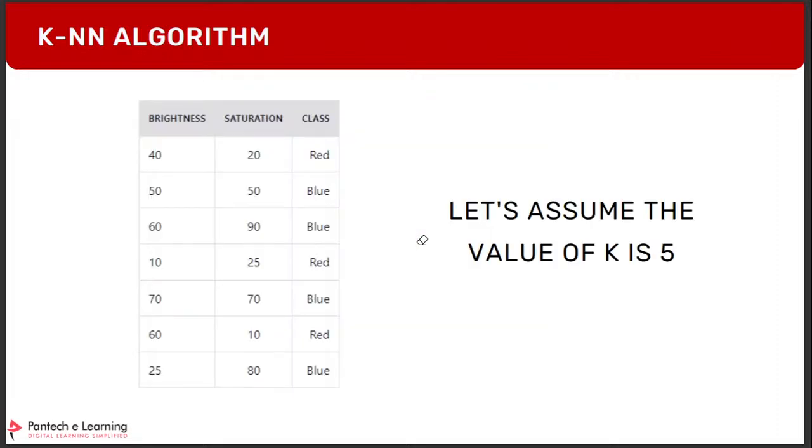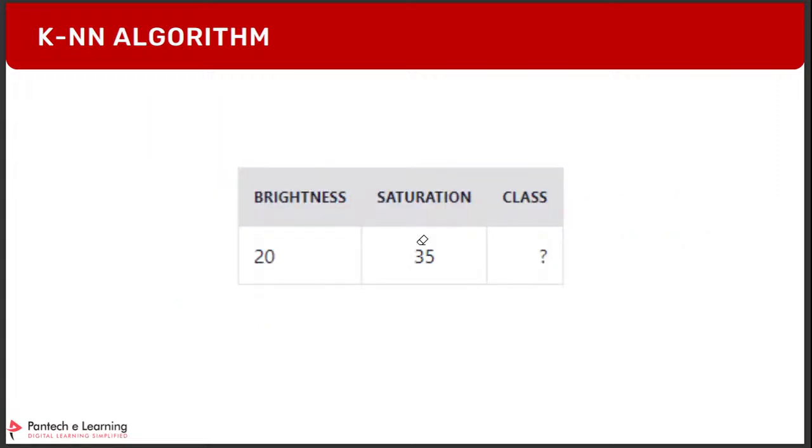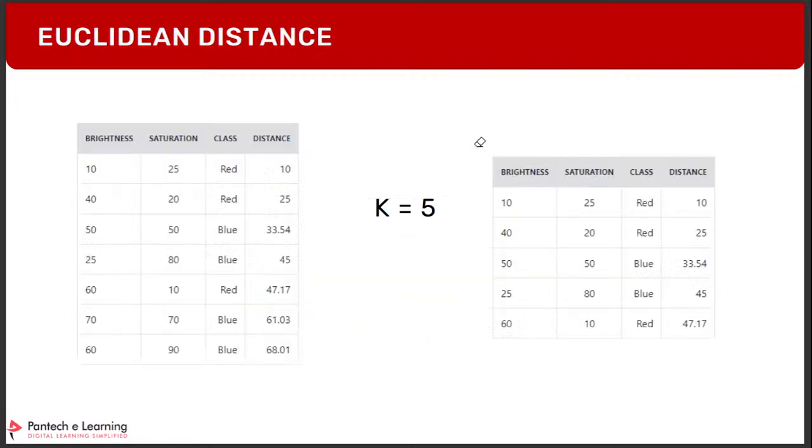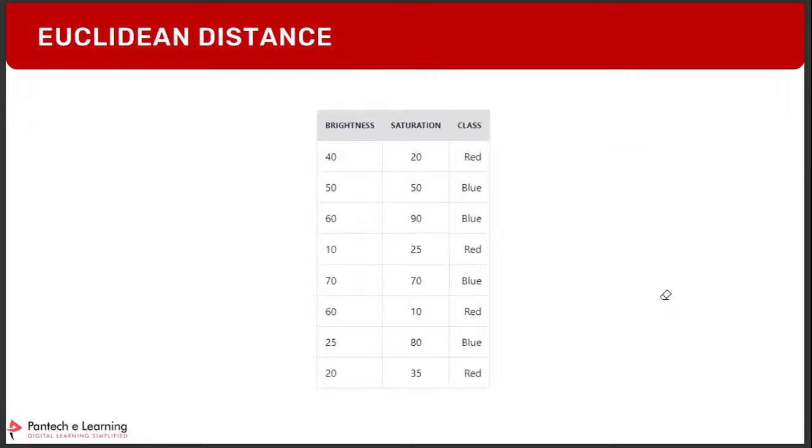It's an example. If you assume the K value as 5, and your data is this, you can calculate the new class, given its brightness and saturation. You can use this formula: the square root of (x2 minus x1) the whole square plus (y2 minus y1) the whole square. Once you apply it, you find the distance for each point, arrange them in increasing order, and get the 5 closest points. Based on that, we have red, red, blue, blue, and red. Red is the majority, so the output for that new point is going to be red.